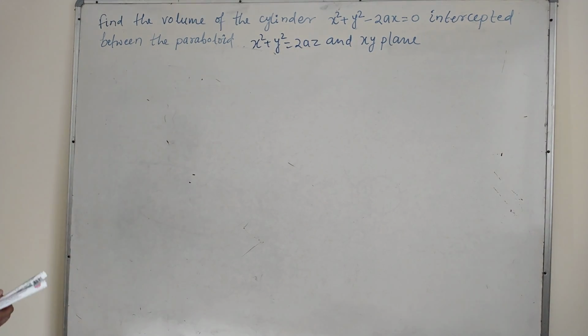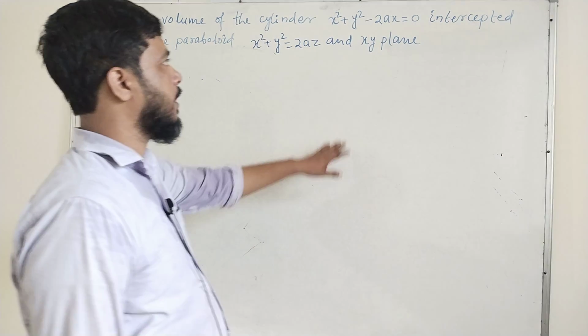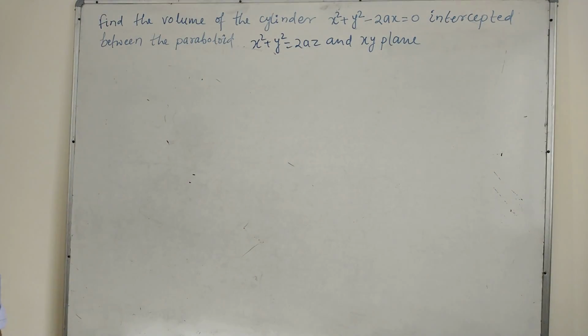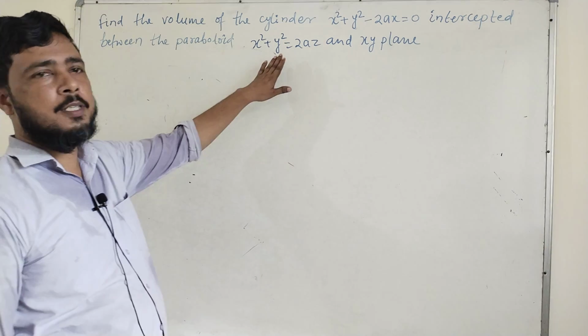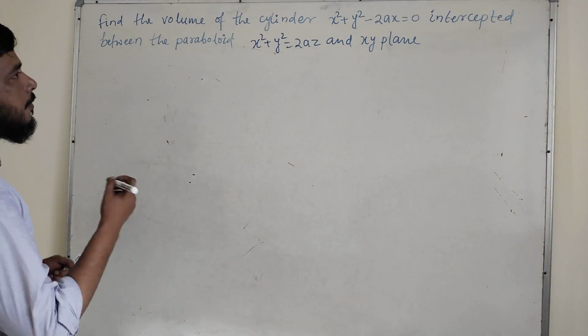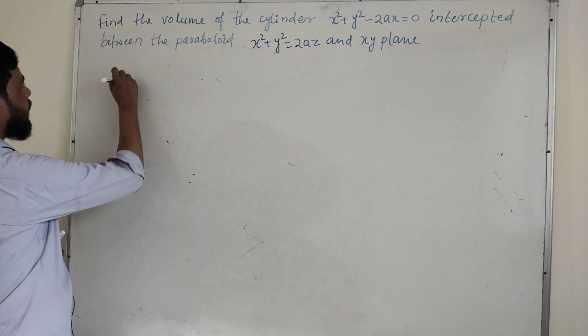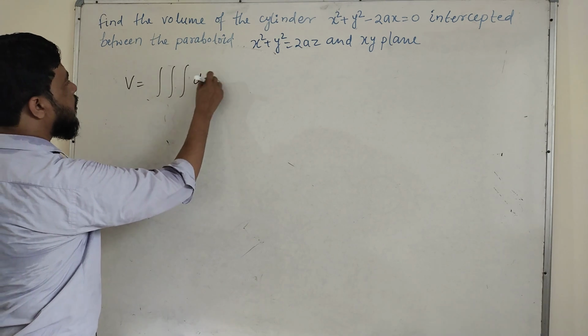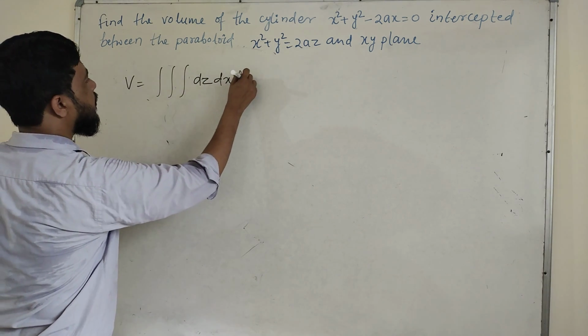Find the volume of the cylinder x square plus y square minus 2x is equal to 0 intercepted between the paraboloid x square plus y square is equal to 2az and xy plane. So here we will use the triple integration method. V is equal to triple integration dz dx dy.